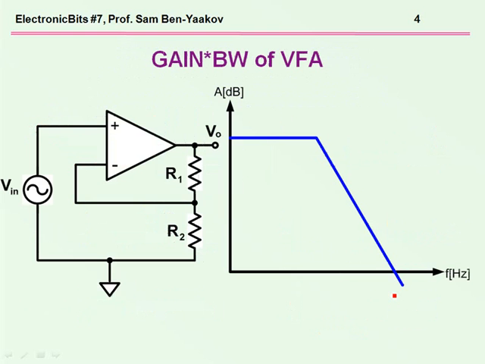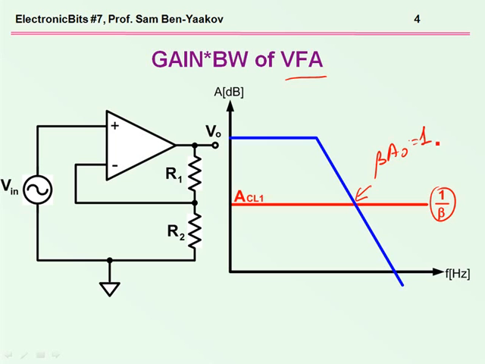So in order to get the response of an amplifier, let's have a look at a voltage feedback amplifier first. We start off with 1 over beta. This crossover is in fact the point that beta A open loop is equal to 1. And for a different 1 over beta, a different closed loop, we have a different line. And the crossover point for each case is different.